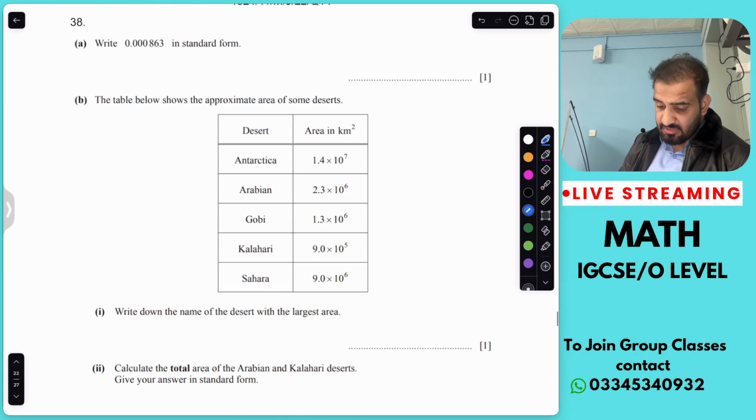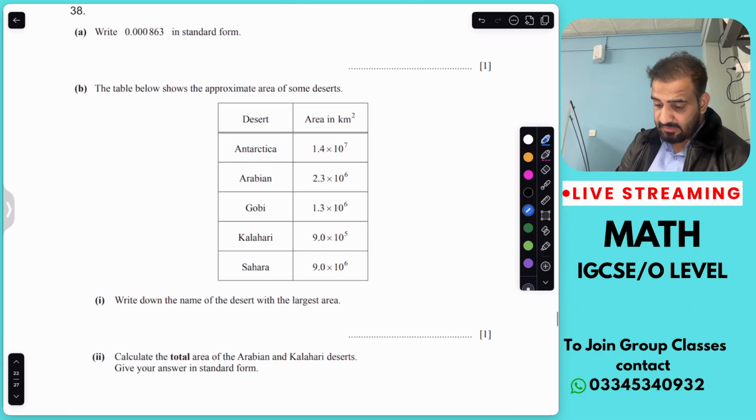Moving on to question 38. So it is 8.63 cross 10 raised to power minus 4. Moving decimal to the right side. And the next part is 38.